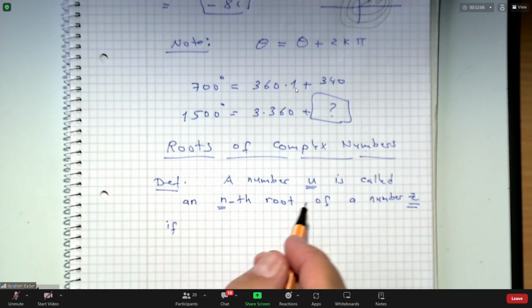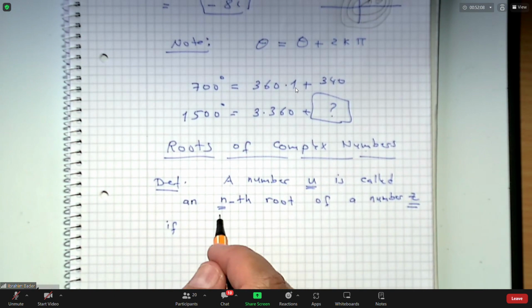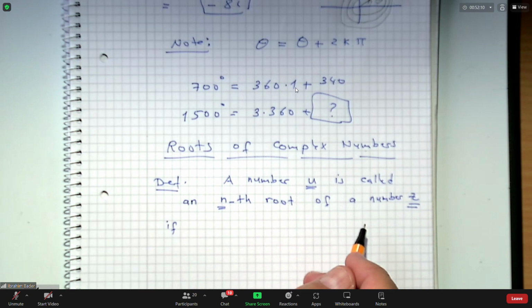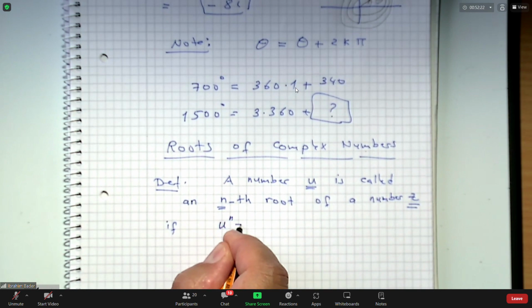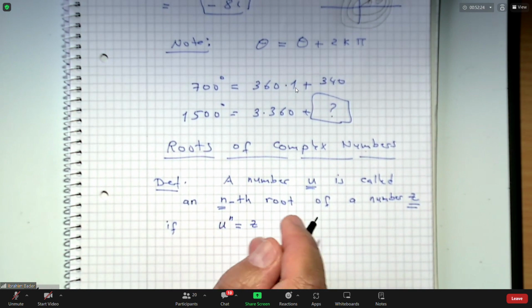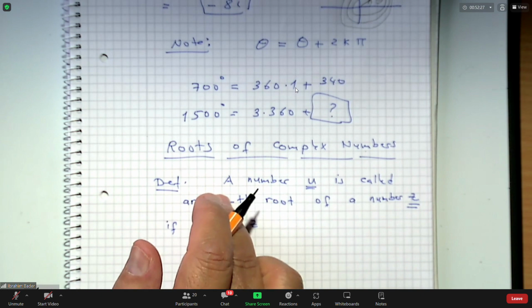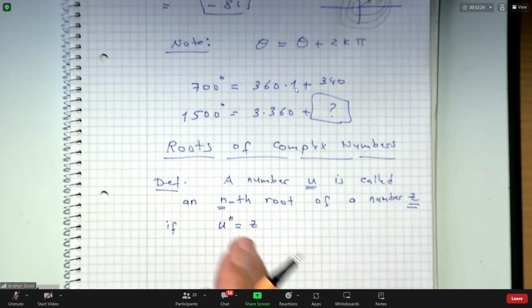We say that a number u is an nth root of a number z if u to the power n is equal to this number. It's just like your colleague said: 2 to the power 3 equals 8. So 2 is a third root of 8.